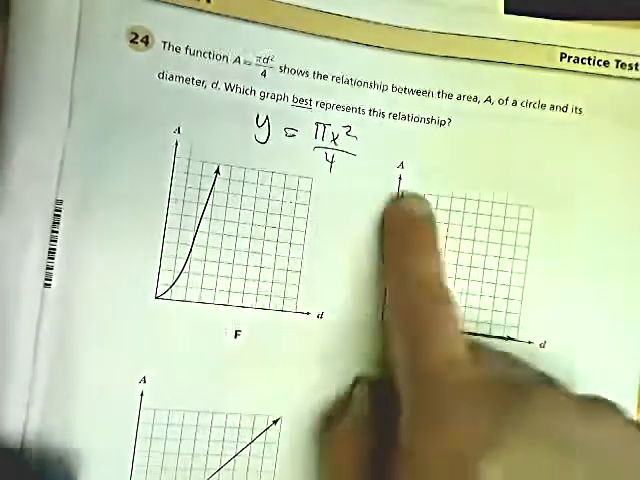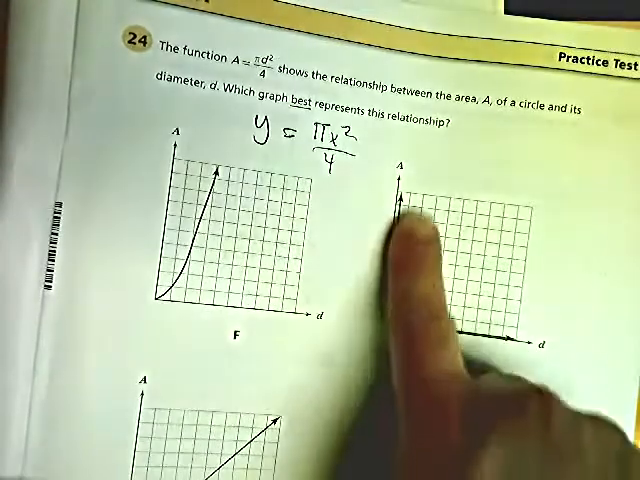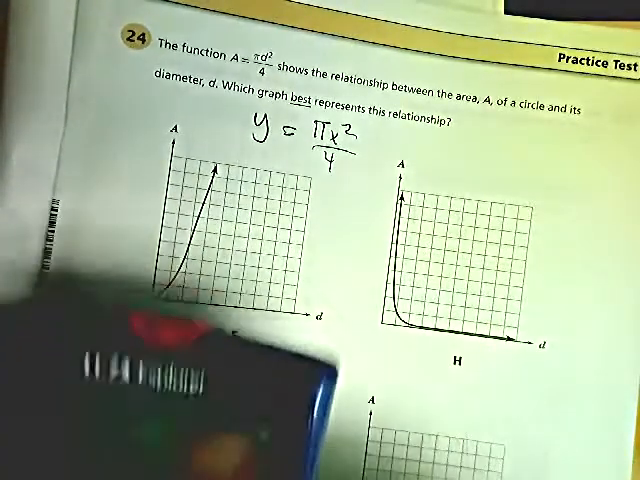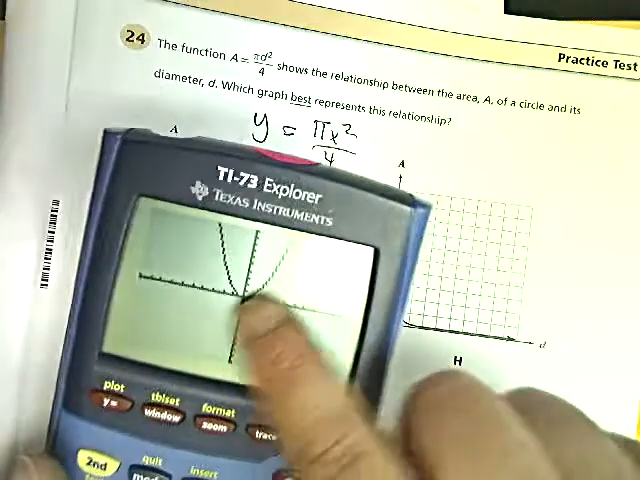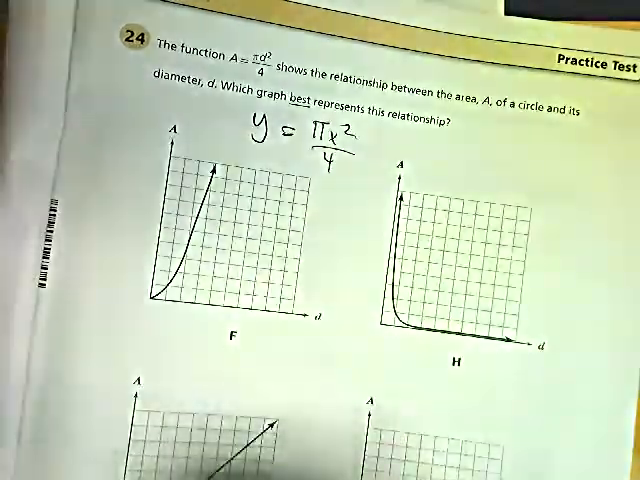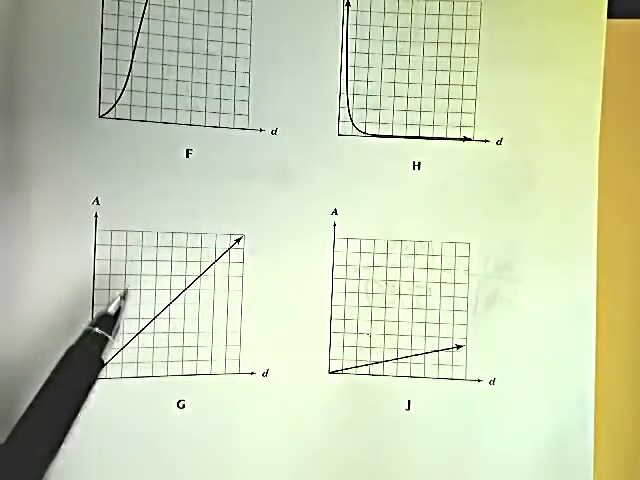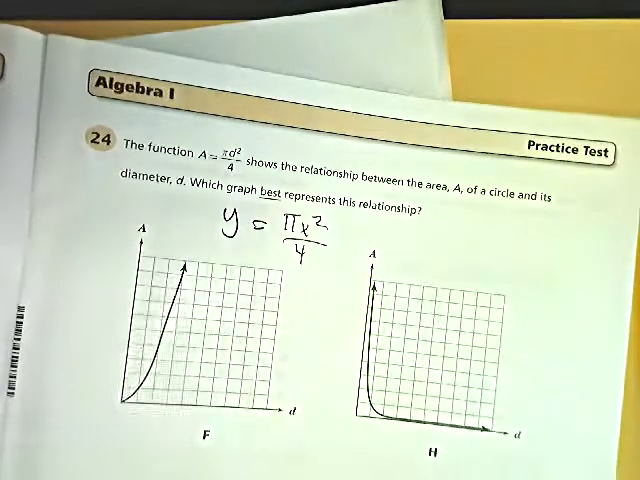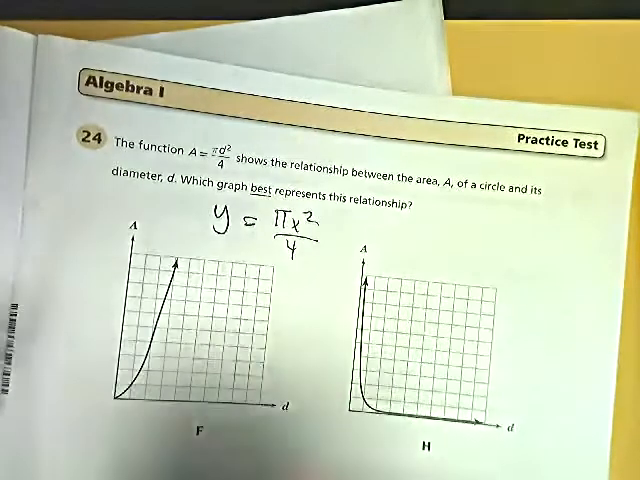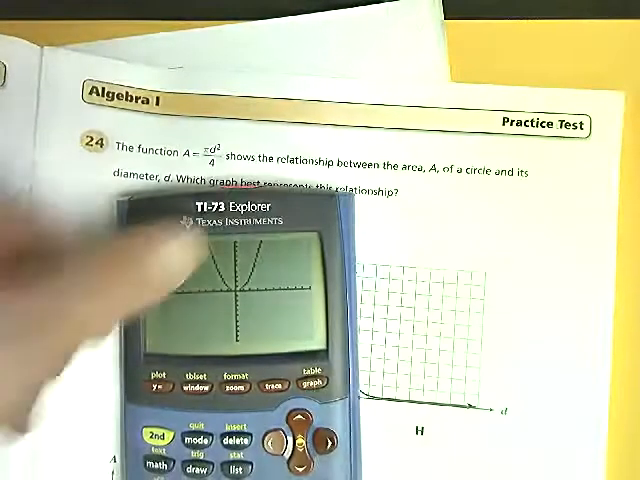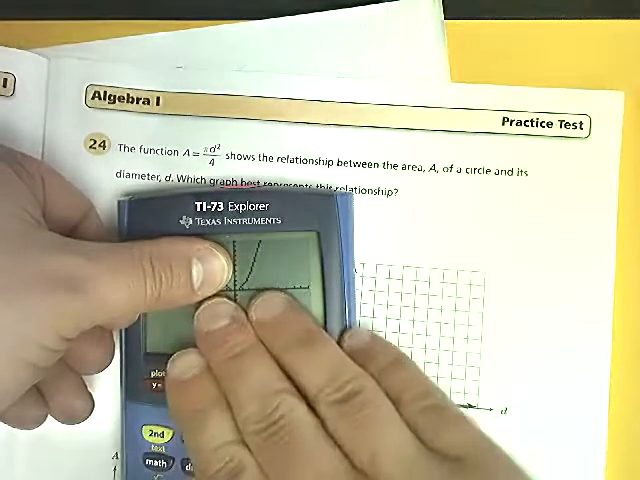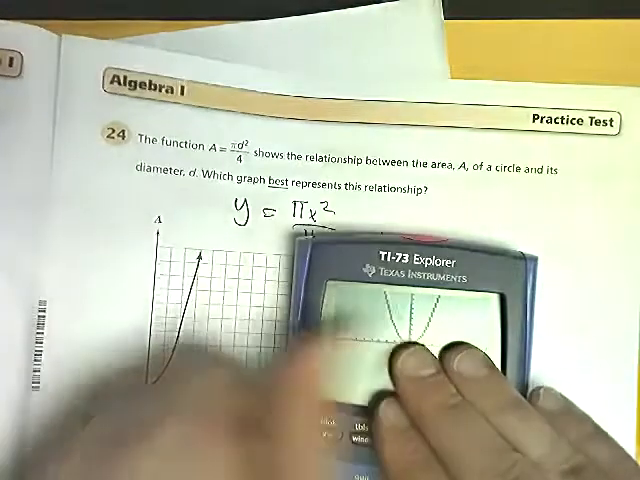Now, here's your x and y axis. It's just the first quadrant, so just this part right here. So it's the part that's going up. So it's not this one. It's also not this one, and it's not this one. The only one it's going to be is this one, because it's going up, just like it's going up here. Don't look at this. Don't look at this. There it is. Perfect. It's this one.